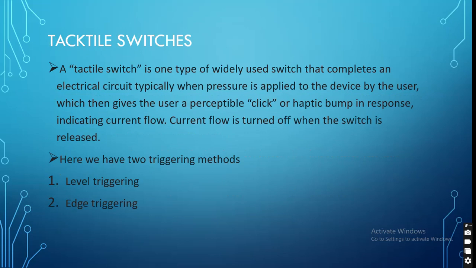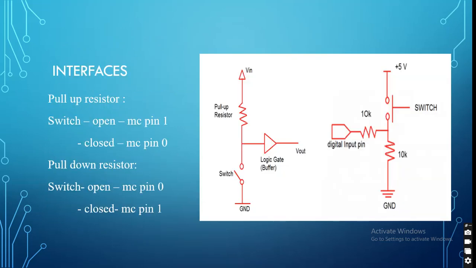Tactile switches. A tactile switch is one type of widely used switch that completes an electrical circuit, typically when pressure is applied to the device by the user. In this, we have level triggering and edge triggering methods. Then there are two interfaces on this: pull-up resistor and pull-down resistor.